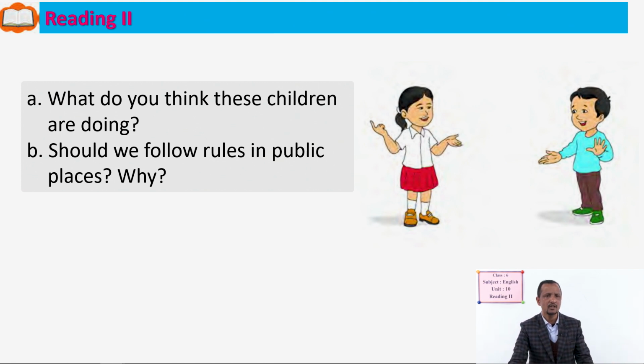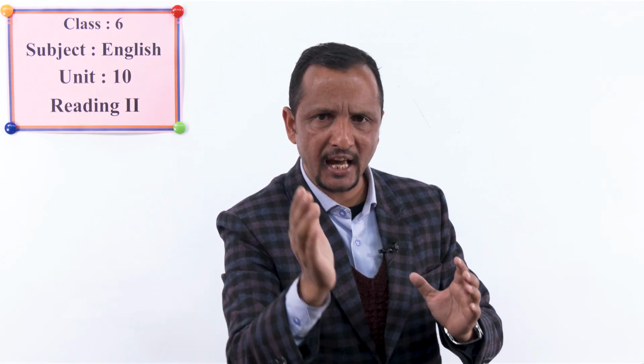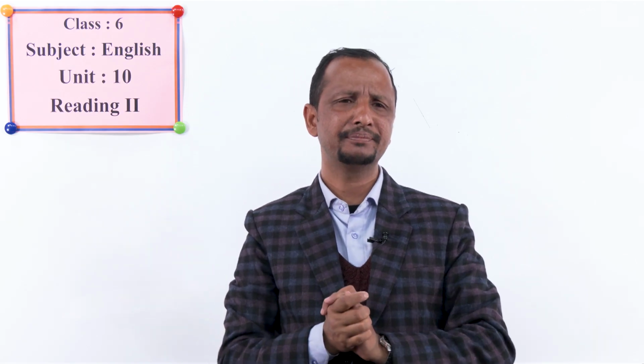And the second one, should we follow rules in public places? Why? Now you can guess. After reading the second question, you understand what they are doing. They are talking about rules and regulations. They are talking about public places, about the rules and regulations, whether we have to follow them or not. Right? Well, so talking about rules and regulations, let's see another table, another example here.